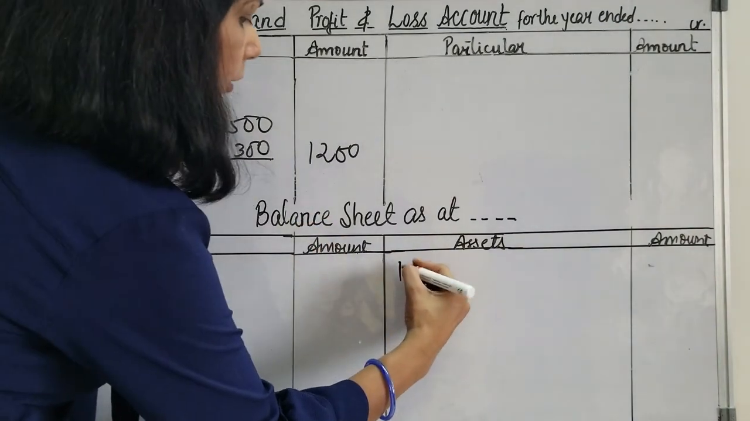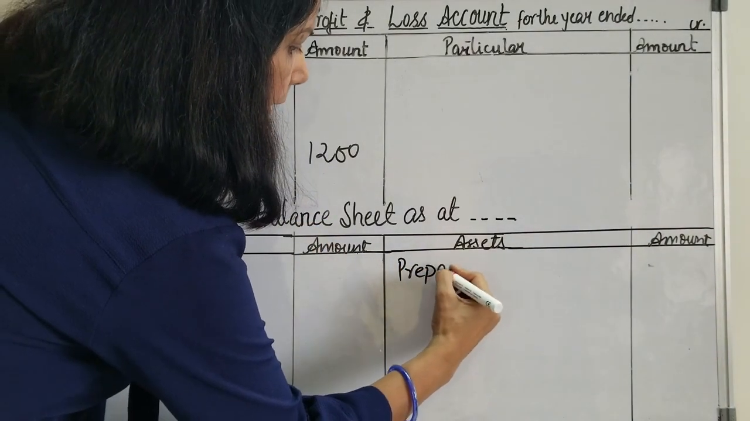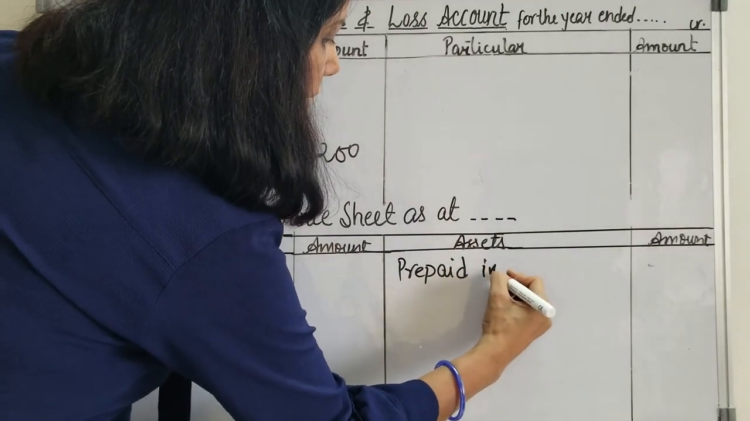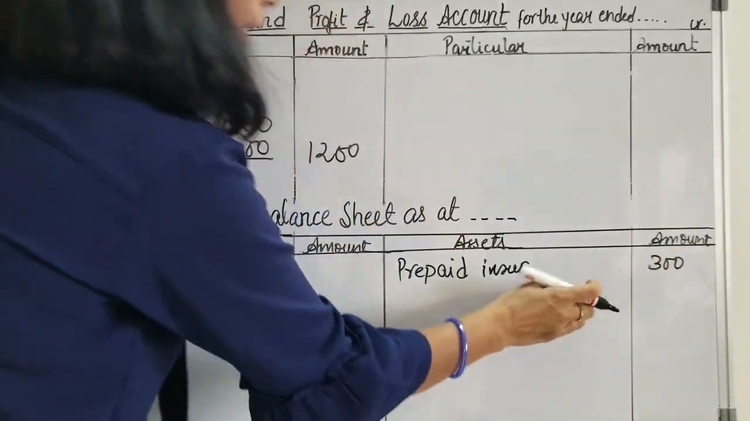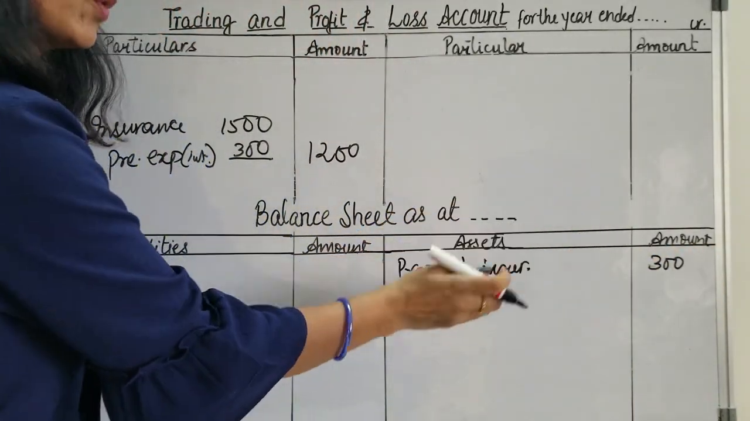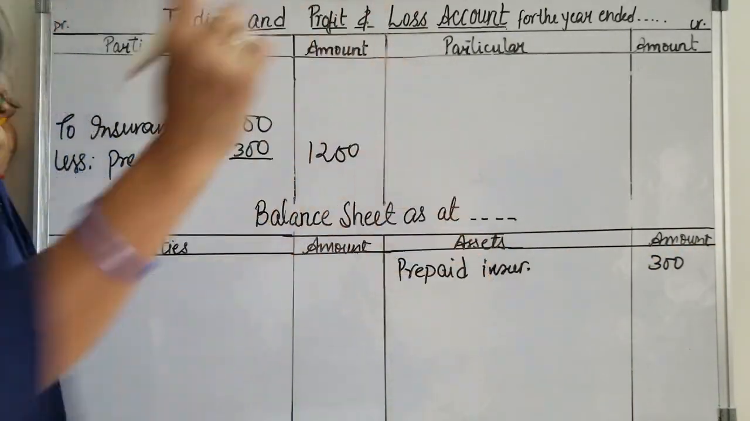On the asset side of the balance sheet, it will be recorded as prepaid insurance with the amount 300, as we are fulfilling a liability in advance, so it will be regarded as an asset for the business.